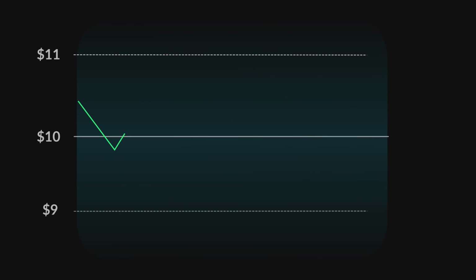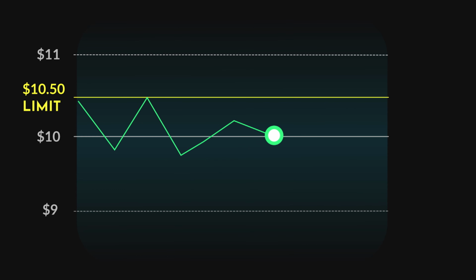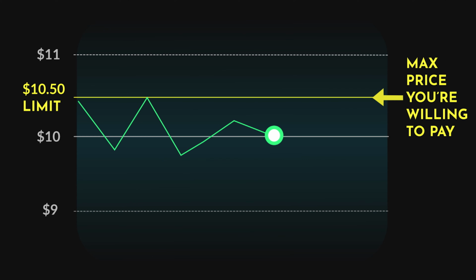You could also set it higher than the current price. So with this scenario, you could set your limit at $10.50. That means that it's going to try to execute your trade at $10.50 or better. So in this case, since the stock is at $10, it will likely fill somewhere between $10 and $10.50.